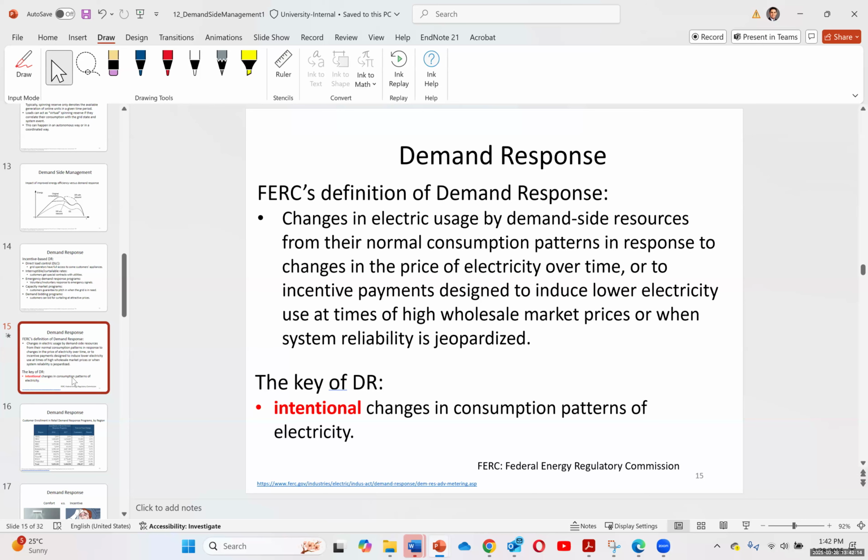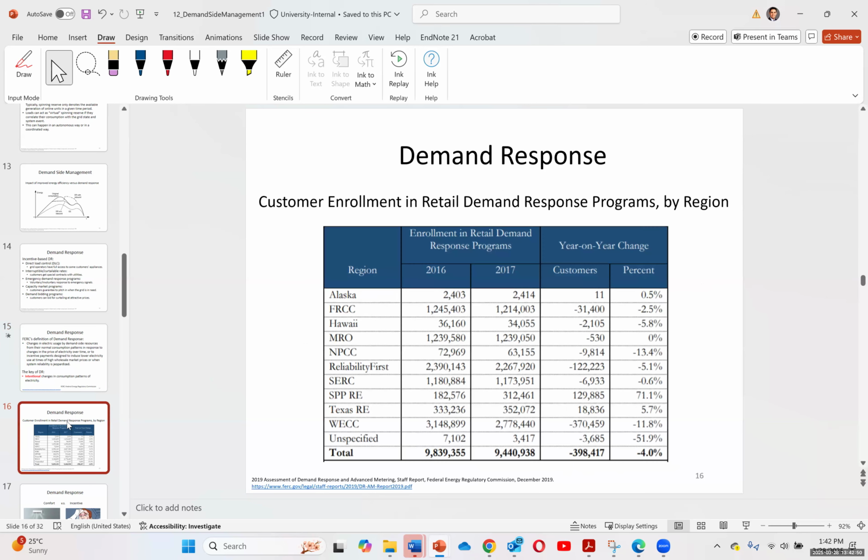The FERC's definition of demand response is the change in electric usage by demand side resources from their normal consumption patterns in response to changes in the price of electricity over time, or the incentive payments designed to induce lower electricity use at times of high wholesale market prices or when system reliability is jeopardized. The key of demand response is intentional changes in consumption patterns of electricity. It doesn't always work as planned. I'll give you an example.